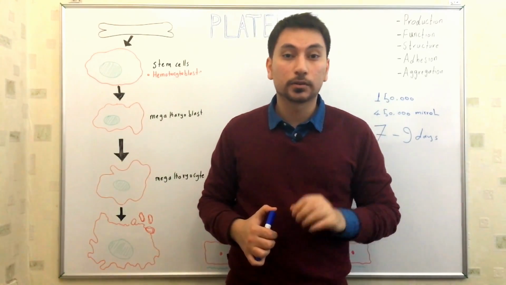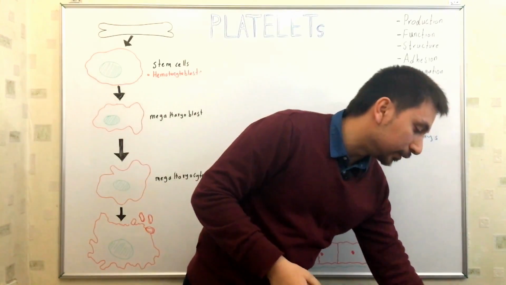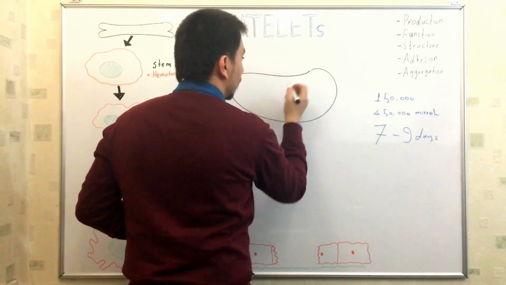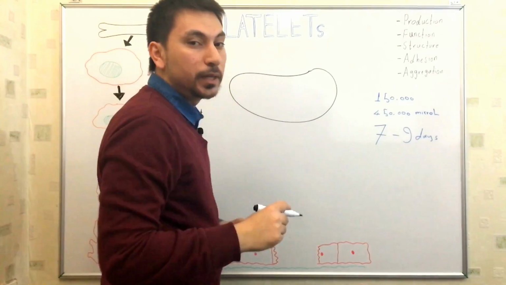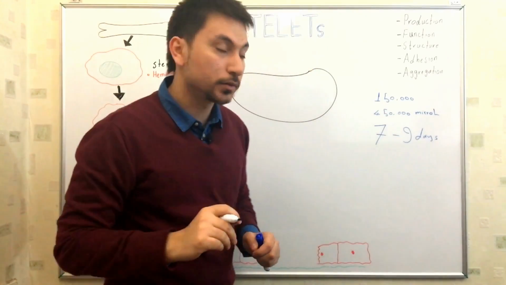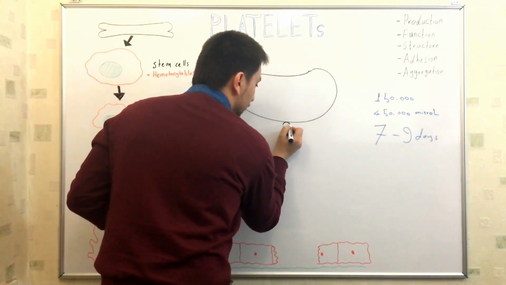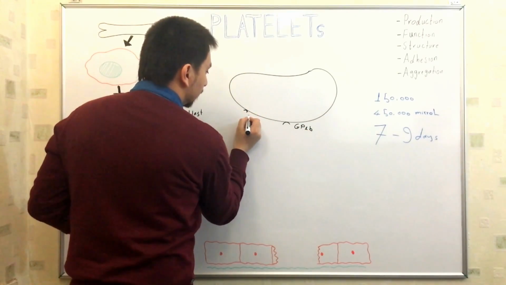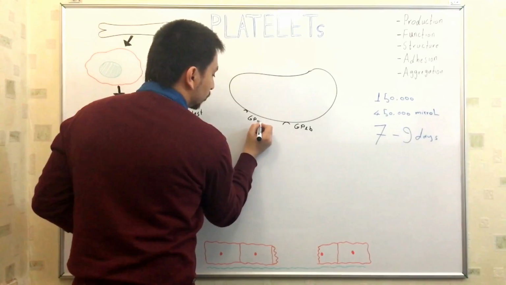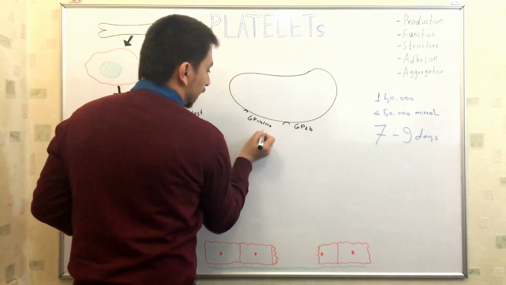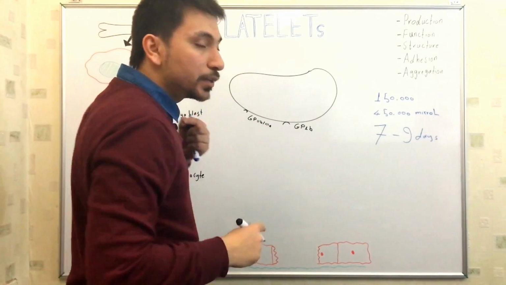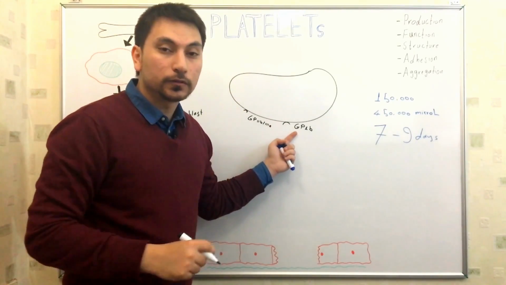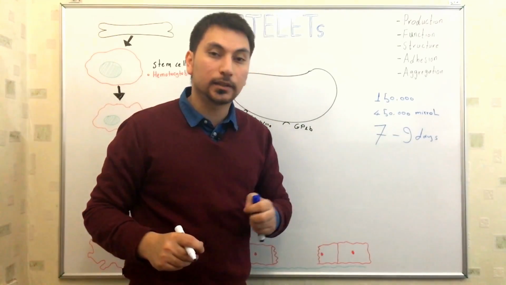Now let us talk about the important structure of platelets. Let me draw platelets for you here. This is one platelet. On the surface of the platelet there are different receptors which we need to know. The first receptor is glycoprotein 1b. Another receptor is glycoprotein 2b3a. Glycoprotein 1b has a very important function in adhesion of platelets to the site of injury.